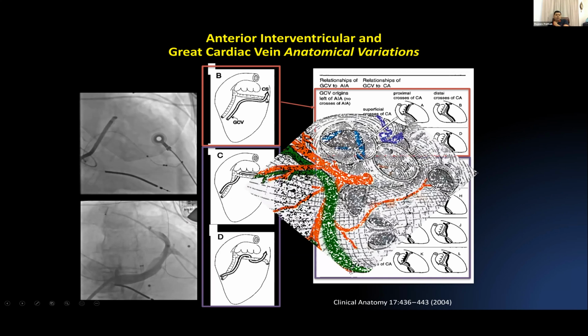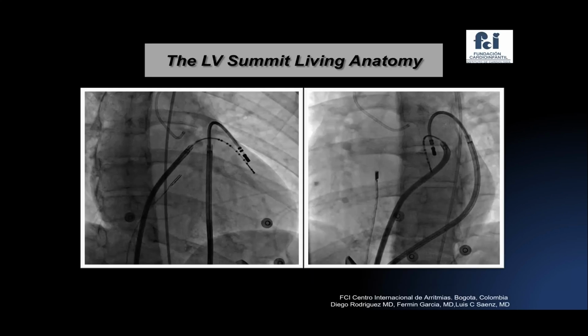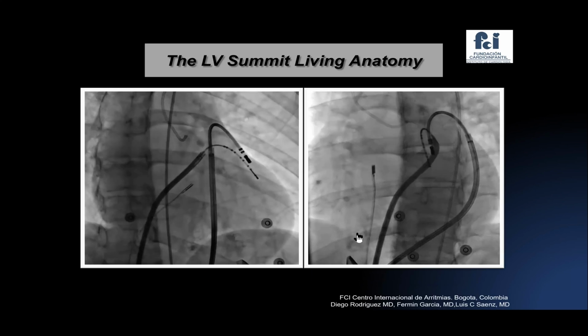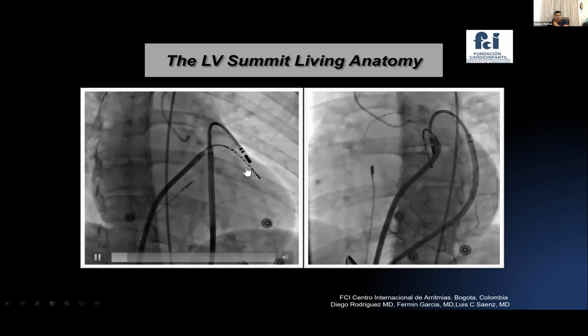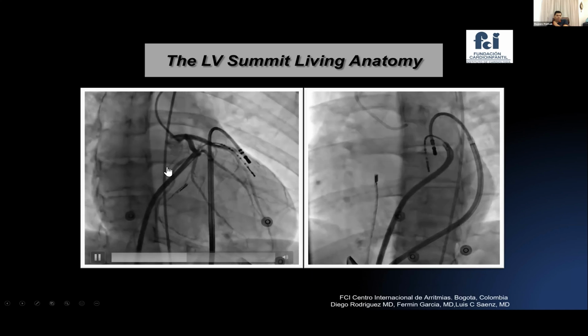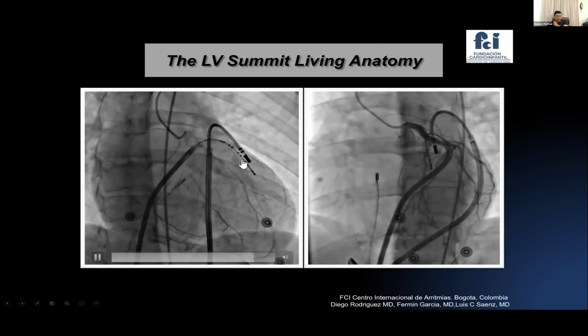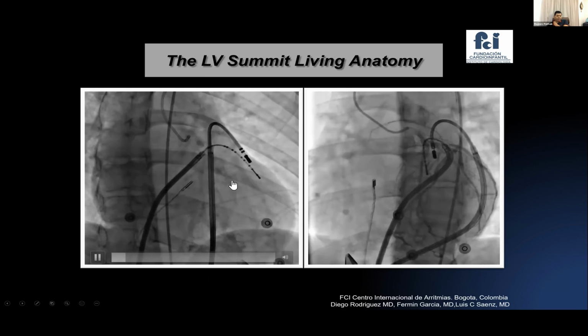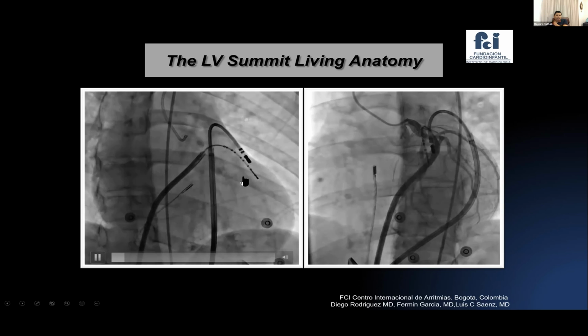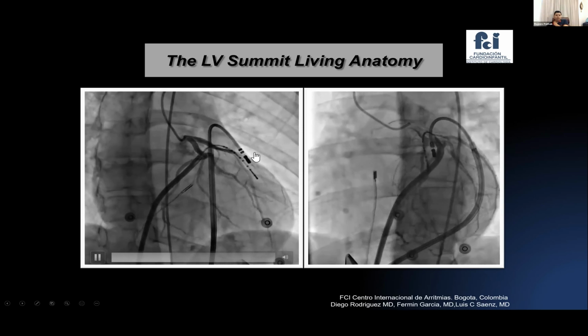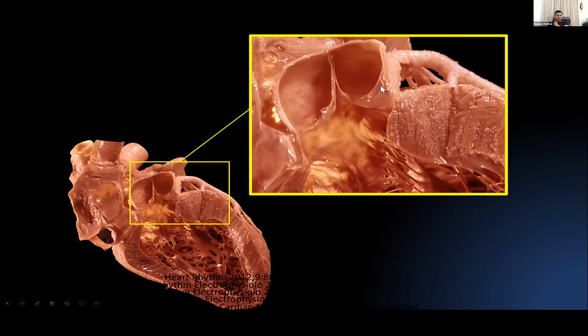So let's go through the living anatomy of these cases. This is the case where we have found and mapped the PVC, and what we have done is put an Agilis into the anterior interventricular vein, and we are in the LV and RV trying to understand the relationship. I'll go into more detail with this picture, which will help us understand. So we are talking about PVCs which are coming from these areas.